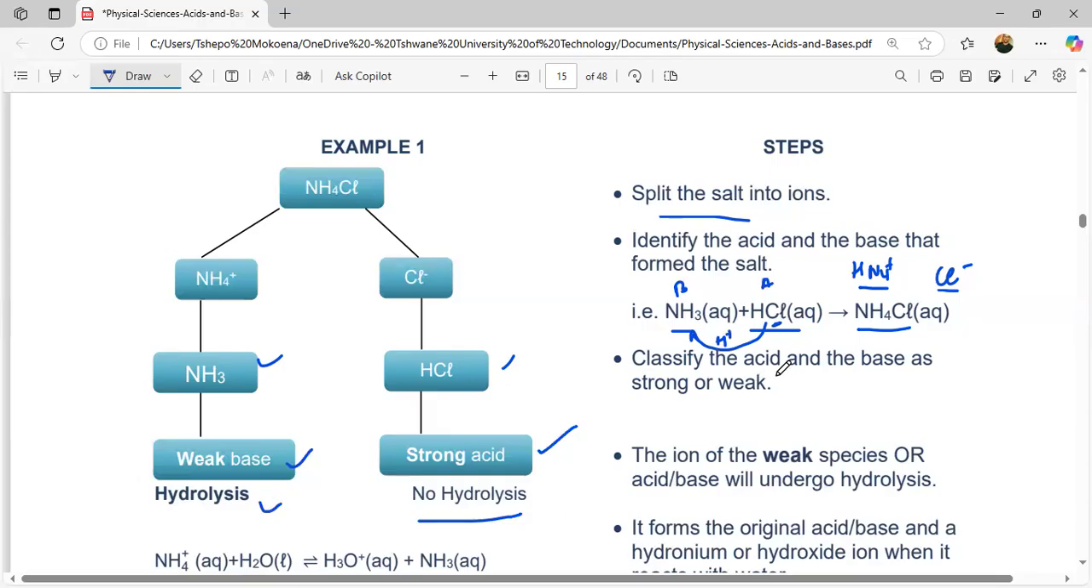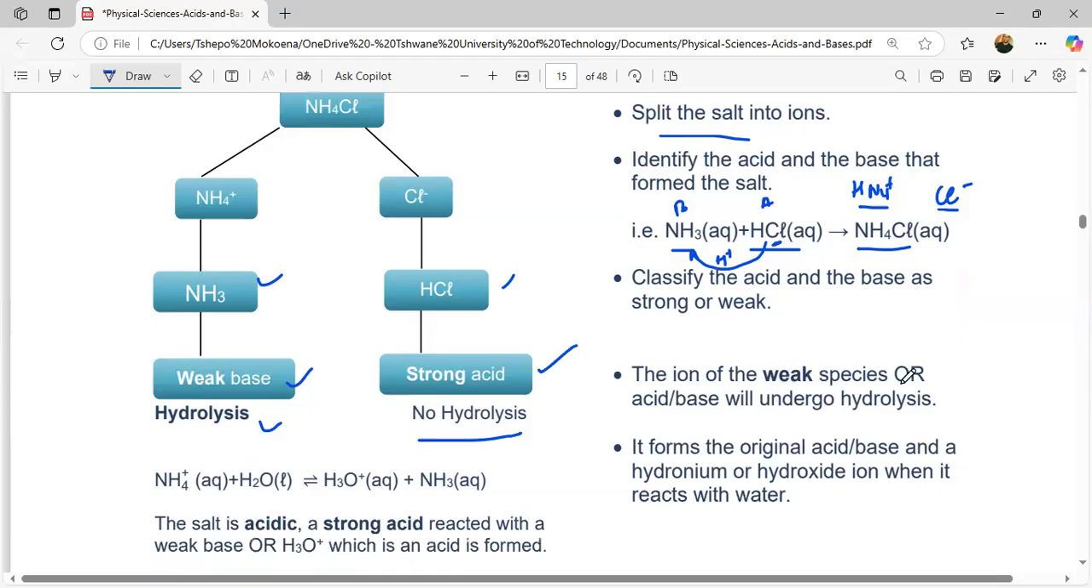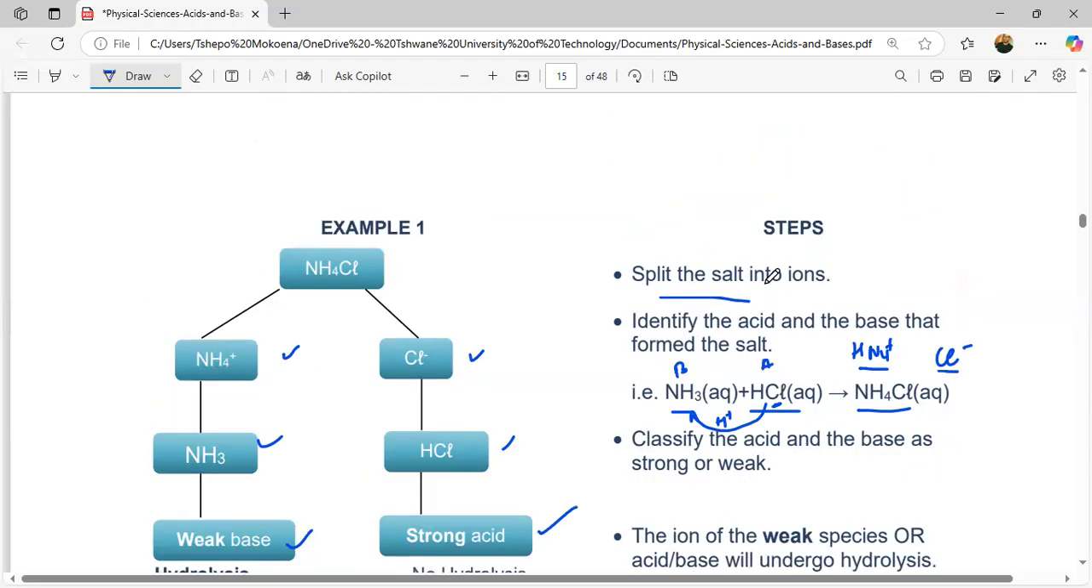So we classify the acid and the base in terms of strength, whether it is strong or weak. Then at this point, you're going to determine the ion of a weak species. This is the ion of a weak species, this is the ion of a strong species. The ion of the weak base is the one that's going to undergo hydrolysis. So meaning, if you take this salt NH4Cl and we want it to undergo hydrolysis, to react with water, the only thing that's going to react with water over here, is it Cl minus? It won't.